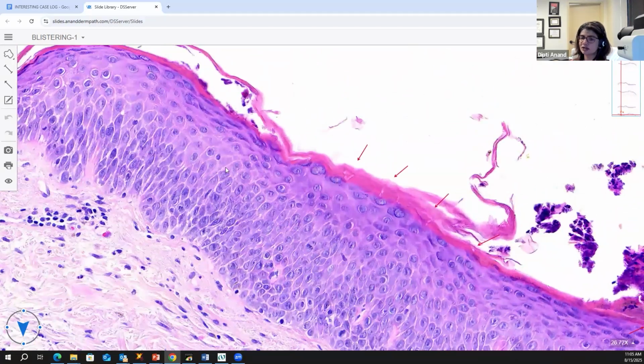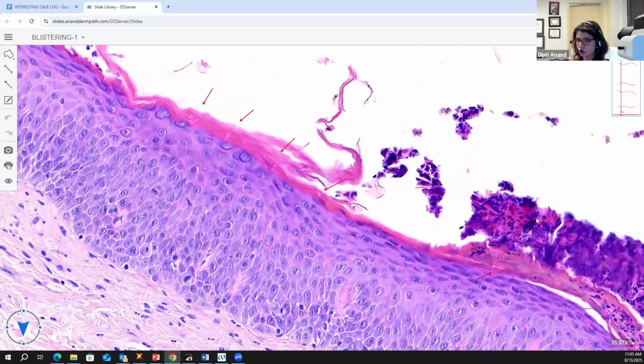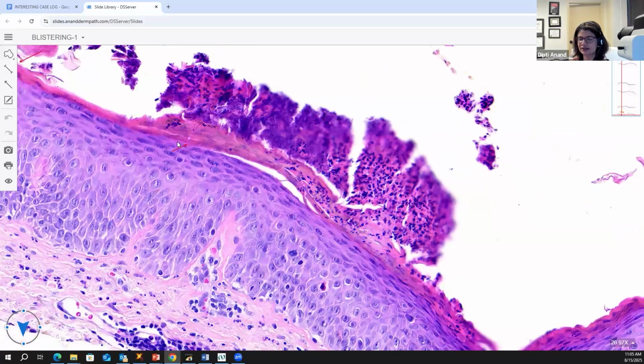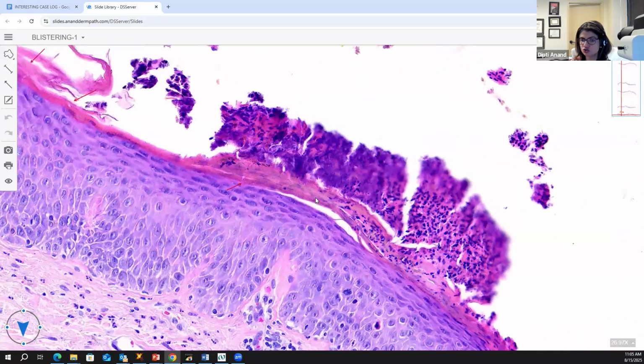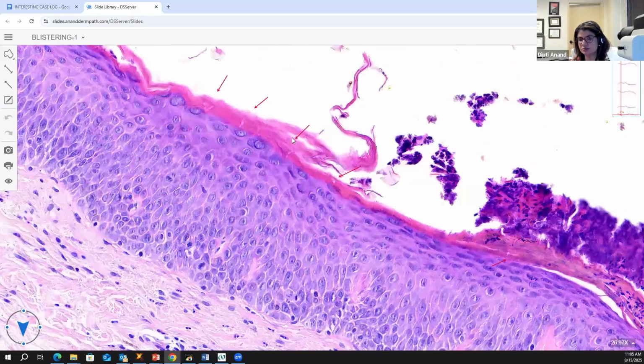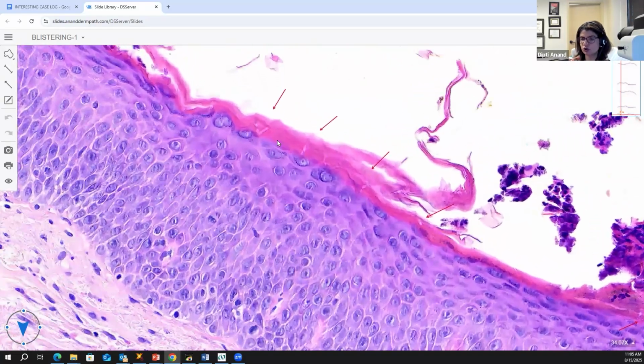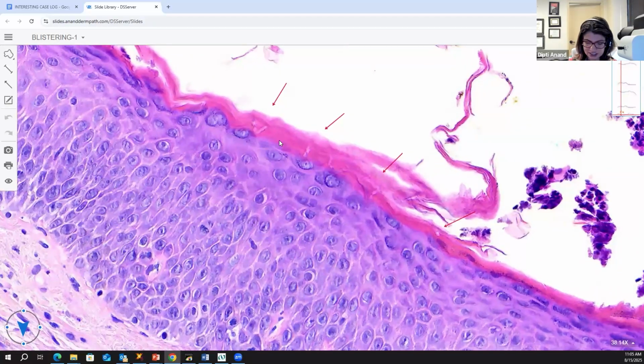And where do you look for the fungus? Right adjacent or within what is called the sandwich sign, when the fungal hyphae is sandwiched between the layers of parakeratosis. So right either beneath the neutrophilic debris or right adjacent to it is where you want to look for the fungus. So this is bullous tinea.